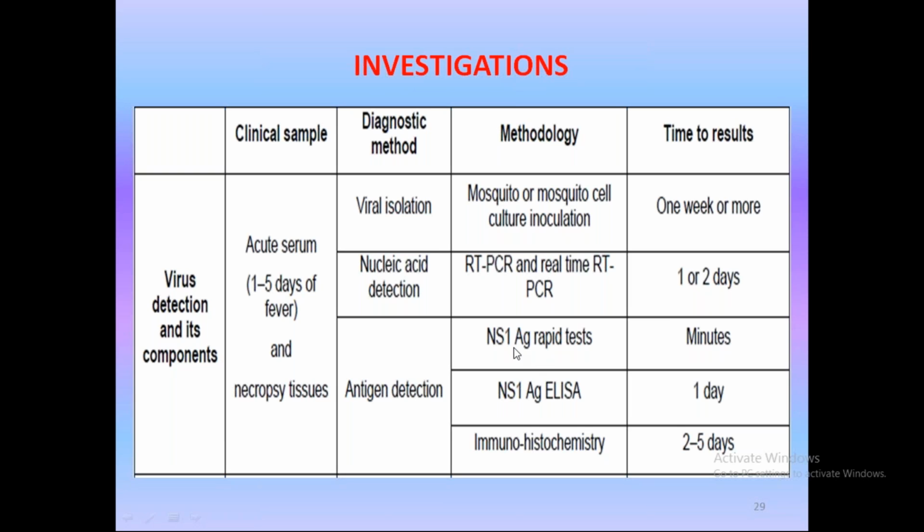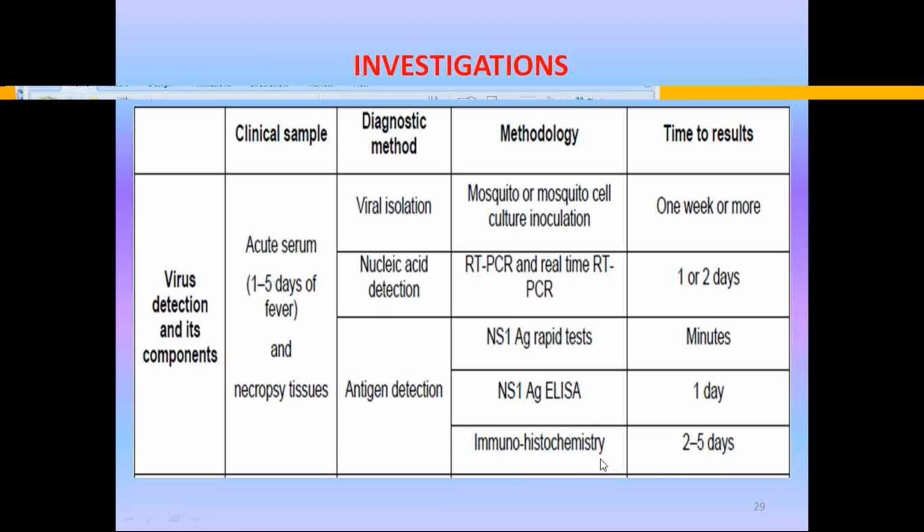But there are rapid tests like the NS1 antigen rapid test, where within minutes we can get the result. The NS1 antigen ELISA test usually takes 1 day. Immunohistochemistry takes 2 to 5 days.